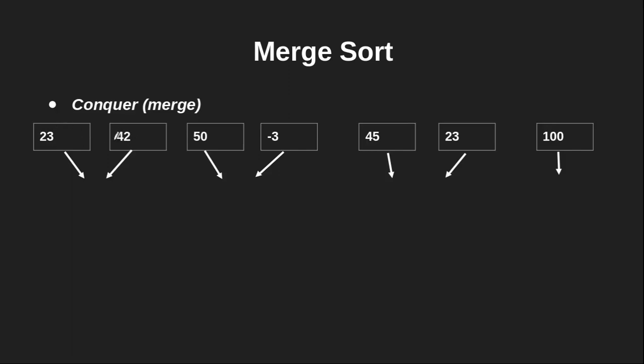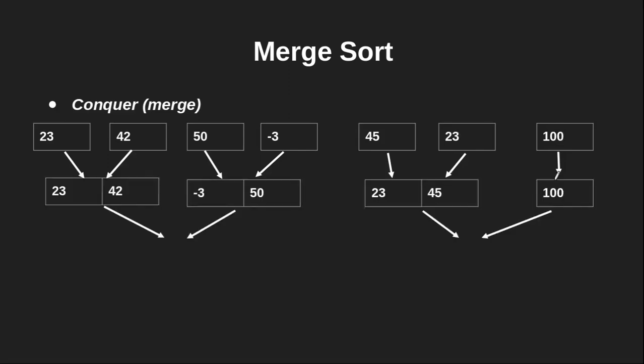Which one should come first? So here, 23 should come first. So 23 will be coming here, and then 42 will be coming here. What about a pair of these two? -3 should come before 50. So -3 will come first, and 50 will come second. And similarly, 23 should come before the 45, and 100 keeps waiting. And as you can see, 23, 42, -3, 50. So pairwise sorted, let's say.